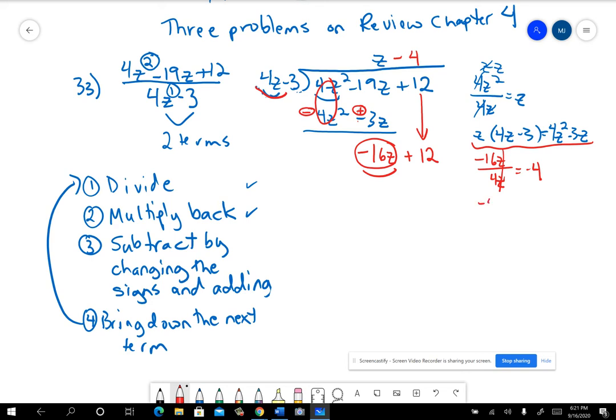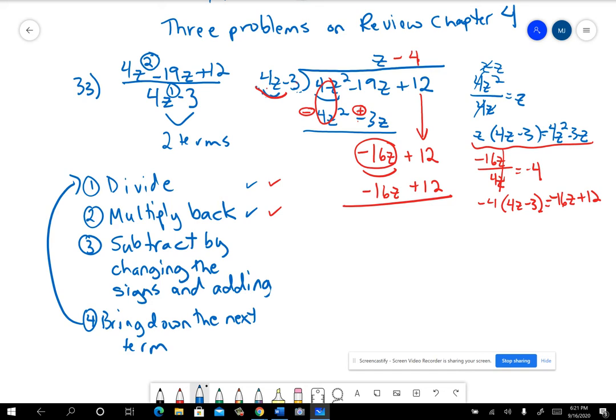Then I'm going to take the -4 and I'm going to multiply it back times the 4z minus 3. And when I do, I get a negative 16z plus 12. I'm taking the -4 times the 4z and getting negative 16z. -4 times -3 is plus 12. Okay. All right, so we finished the divide and the multiply back step, so we're on that subtraction step now.